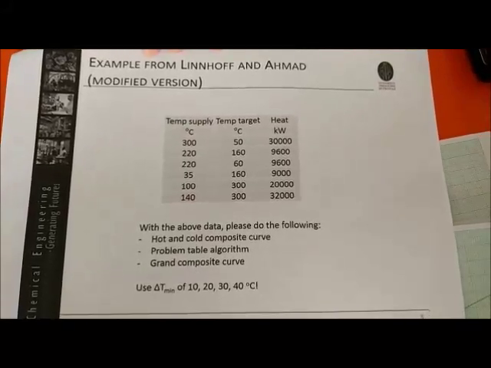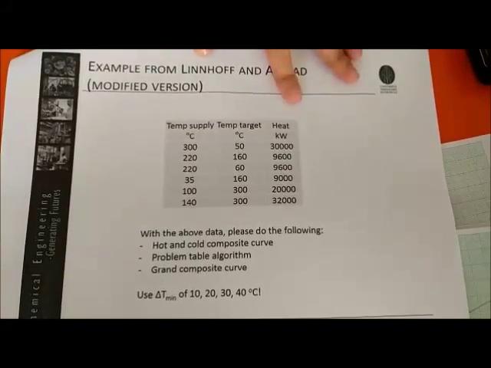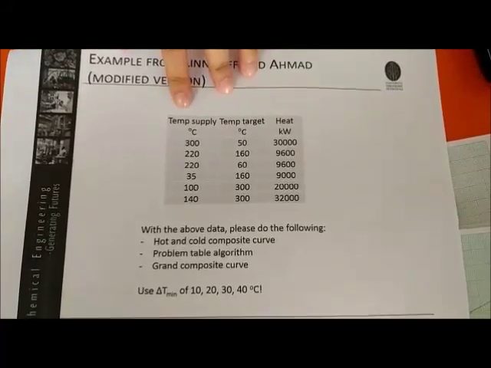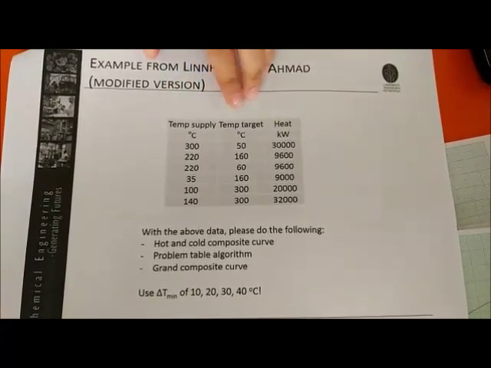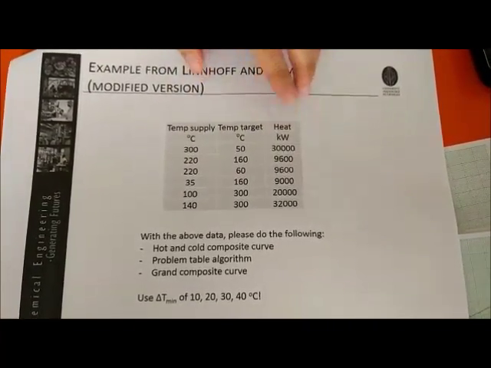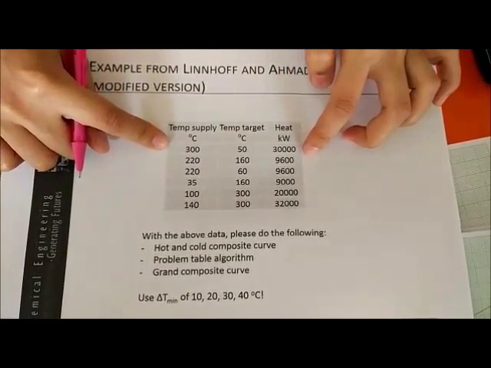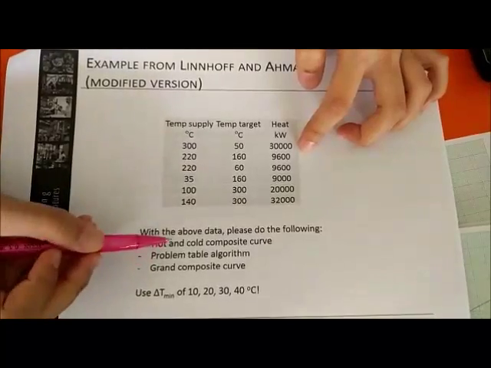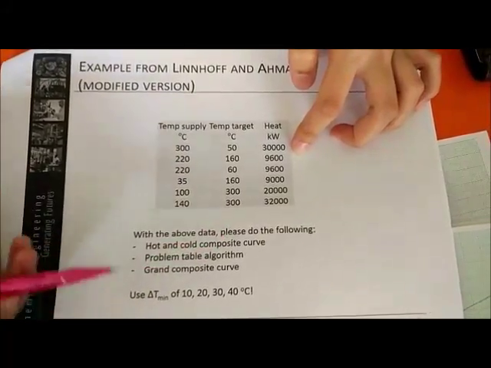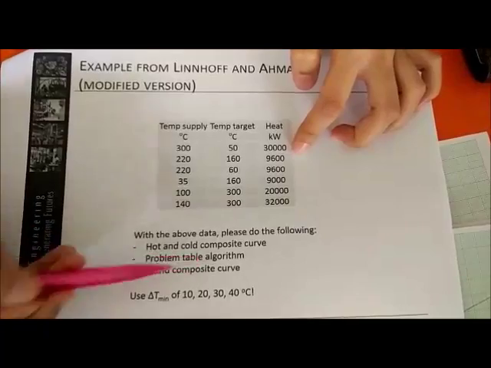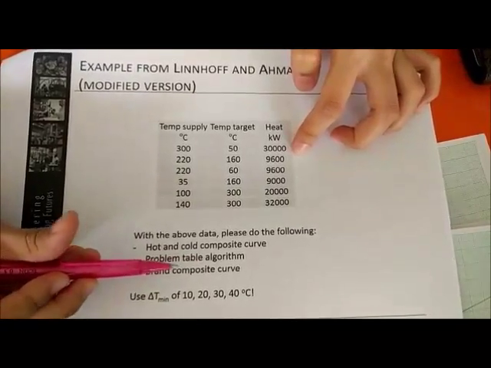So we are given one assignment. So this is our assignment. We are given the temperature supply, the temperature target, and also the heat. So with the above table, we have to do three things, which is the hot and cold composite curve, problem table algorithm, and also the grand composite curve.